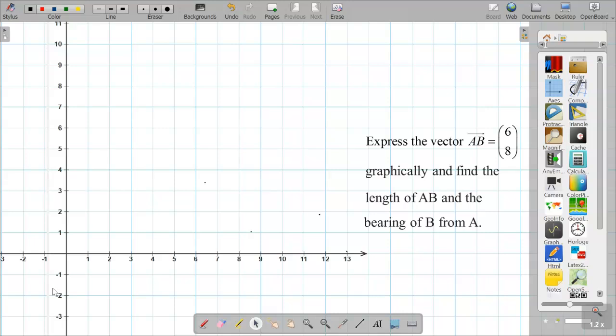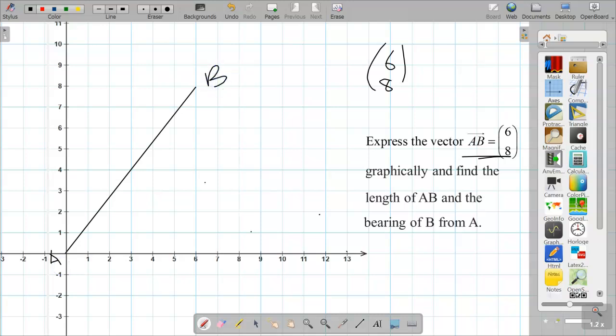Now here we want to express the vector AB, (6, 8), graphically, and then find the length, and then also find the bearing of B from A. So first of all, I'll draw my line representing the vector AB. So let's say from the point A here, I'm supposed to move 6 on the x-axis, then 8 on the y-axis, so it will get me to this point. Okay, so this is the vector I will call vector (6, 8). And this is the point A and the point B.